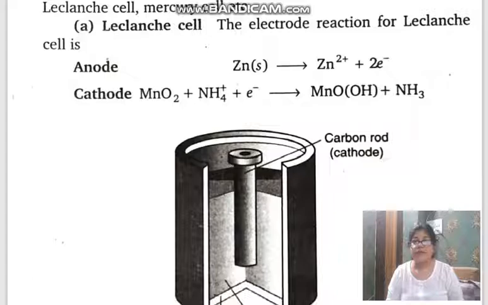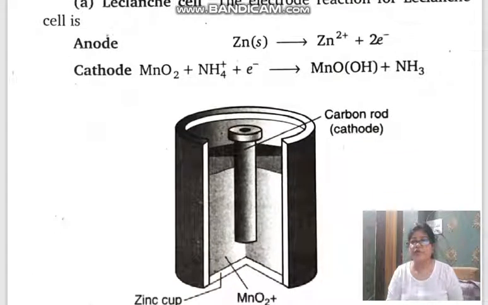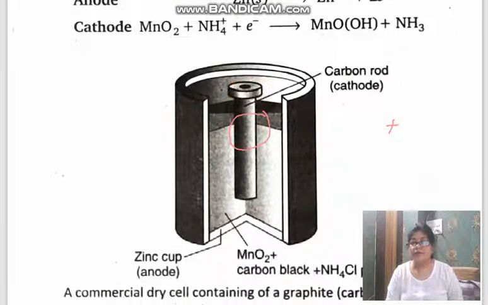Now this is the picture of the Leclanche cell. You can see over here, this is a metal cap, and this is the carbon rod, that is the cathode. So this terminal is taken as positive generally, and here on the base this is the zinc. Clear? So zinc is taken as negative.